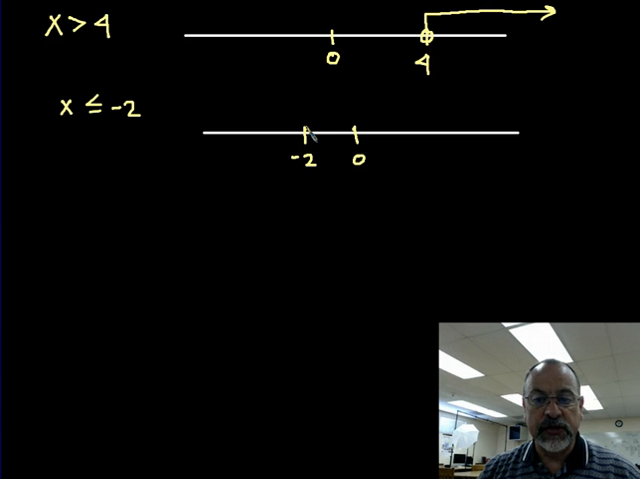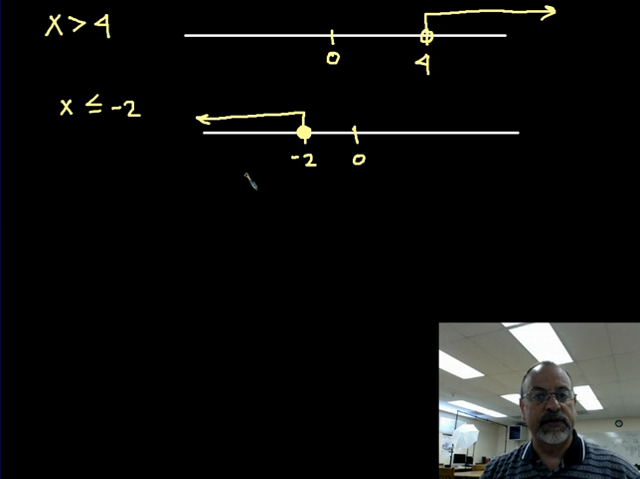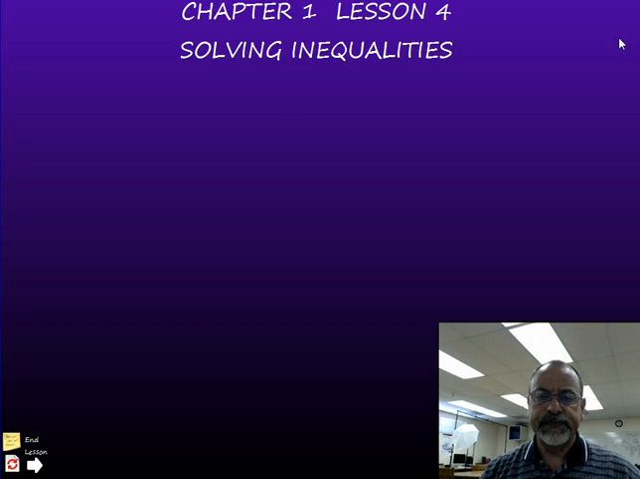Because negative 2 is included, it can be equal to negative 2, that's okay. We put a closed circle here. And now where are the numbers that are less than this? Well, these would be the numbers to the left. So again, we put an arrow up here, and we go to the left. So this would be the graphical representation of the numbers less than or equal to negative 2. Okay, so that's how we want to show our answers on a graph and number line once we've solved the inequalities. So let's go ahead and look at solving these inequalities and how we do that.